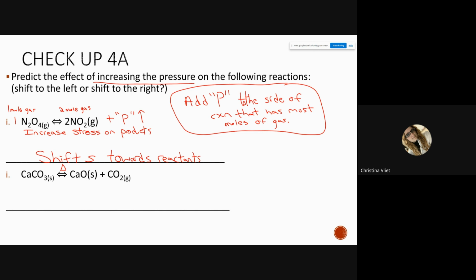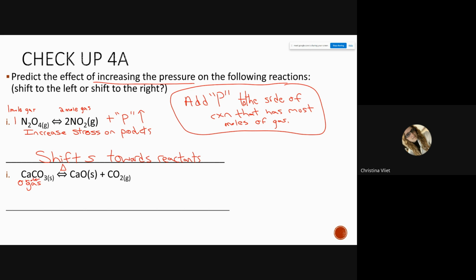So, how many moles of gas are on your reactant side here? Is calcium carbonate a gas? No. So, how many moles of gas? Zero. Zero moles of gas. So you should write that. You have no gas, so no matter how you change the pressure, there's no gas here. Zero moles of gas.